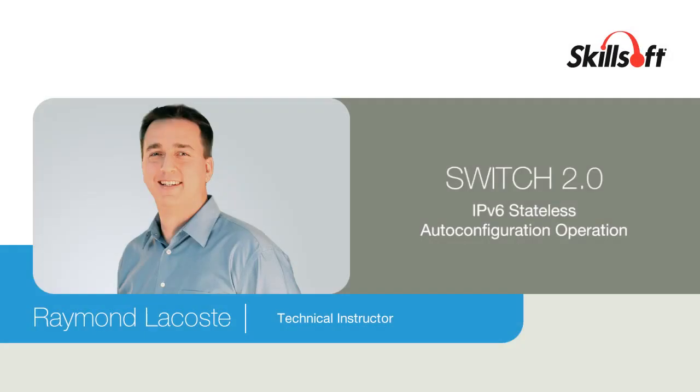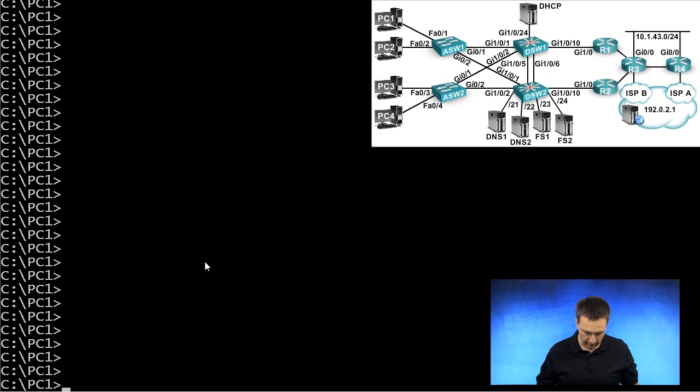This is a great example of the stateless auto-configuration process that our end stations are going to go through. When the TCP IPv6 stack is enabled on a device, such as a Windows 7 device or Windows 8, the device is going to automatically generate its own link local address. That is the address that is utilized to communicate on the local network. It starts with FE80, and we can examine that on PC1 in our environment by typing in ipconfig.